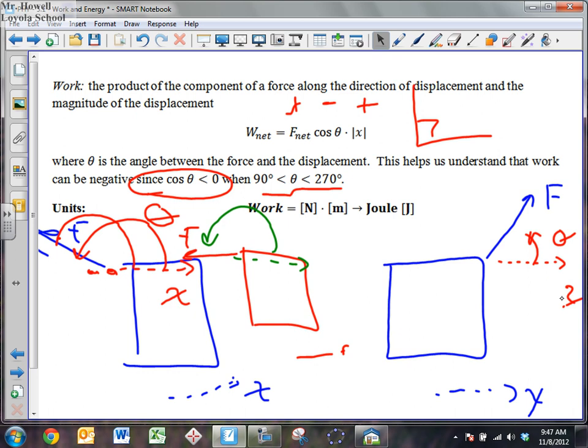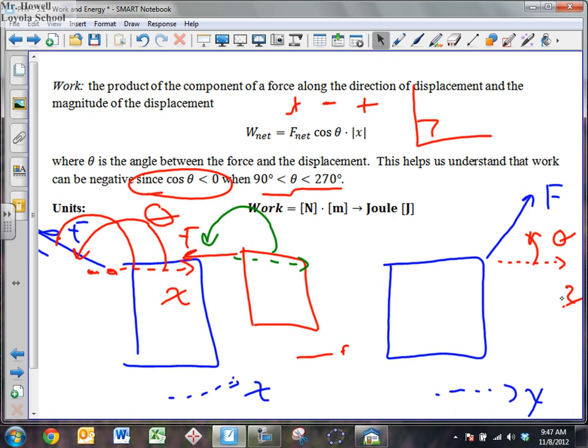Another unit you should have memorized this year: the joule. A Newton times a meter is a joule. You're also going to hear that when we study kinetic energy and potential energy. They're measured in joules. It's a measurement of energy. Okay?